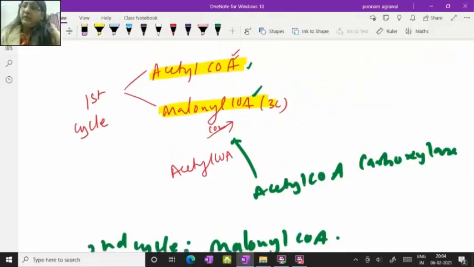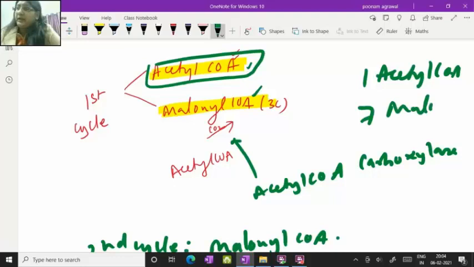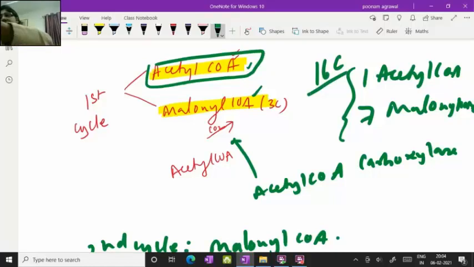And if anyone asks you how many fresh acetyl-CoA are required, which is not yet modified to malonyl-CoA, you will say only 1. So 1 acetyl-CoA and 7 malonyl-CoA will be required to complete the process, to prepare 1 chain of 16 carbon fatty acid, that is palmitic acid.